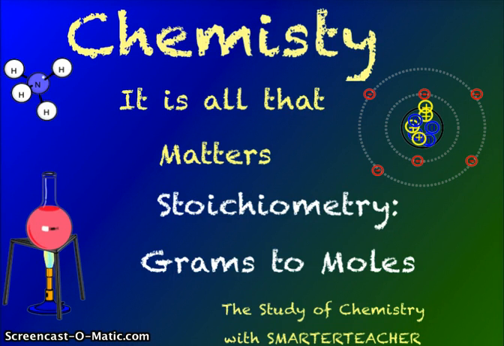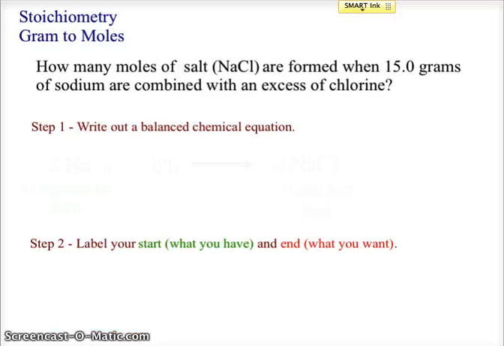Hello and welcome back to Chemistry, It Is All That Matters, and today we are going to continue our journey through stoichiometry, and in this case we are going to look at how to change grams of one substance to moles of another substance in a balanced chemical equation for any chemical reaction. So let's look at two examples of how to change grams to moles.